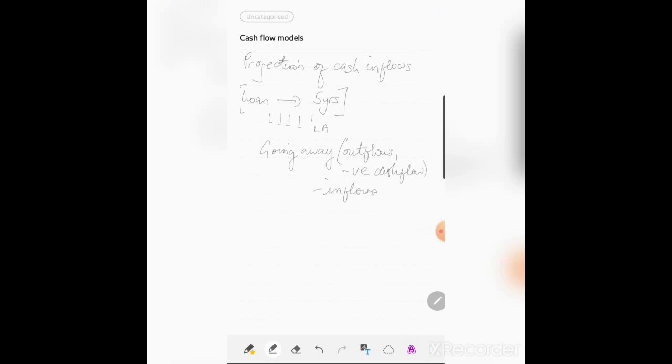So for any investment or any kind of financial process, there are some inflows and outflows of cash at future dates. And that projection of the inflows and the outflows at various points in time in the future is what we call cash flow analysis.